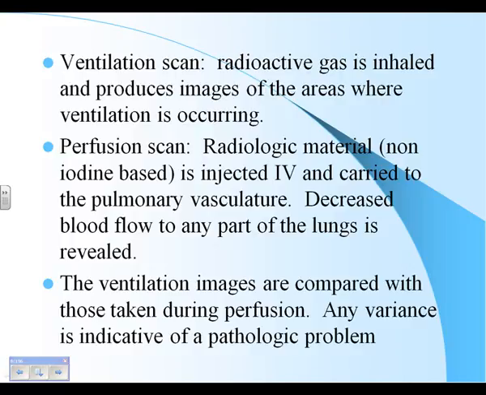This helps us to identify the PEs. If the lung is well ventilated, which means that the air is getting in there and it's getting to where it should be, but has no blood supply, then you have a pulmonary embolism that is suspected to be there. The images are compared with those that were taken during the perfusion, and any variance in what should be taking place, they suspect there is a pathological problem that is there.